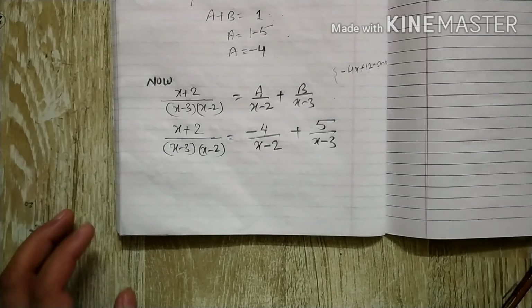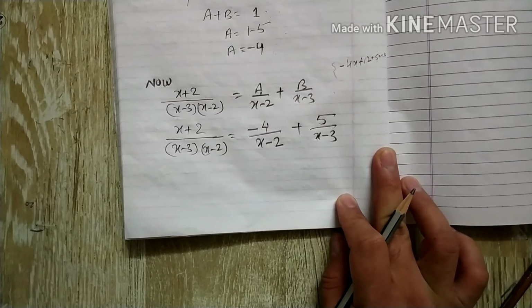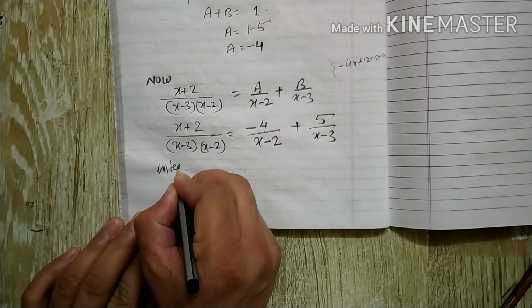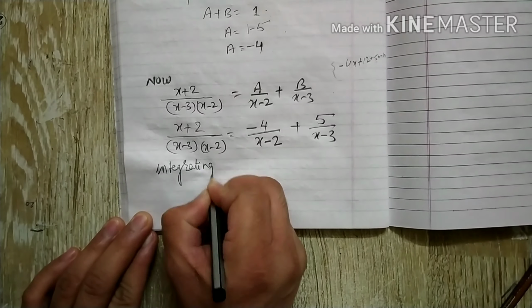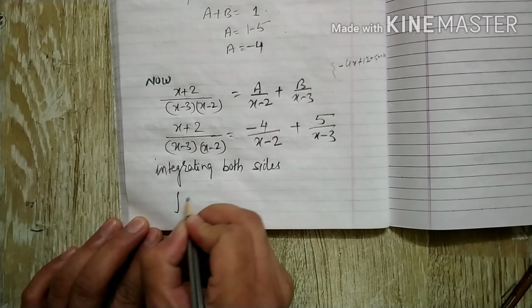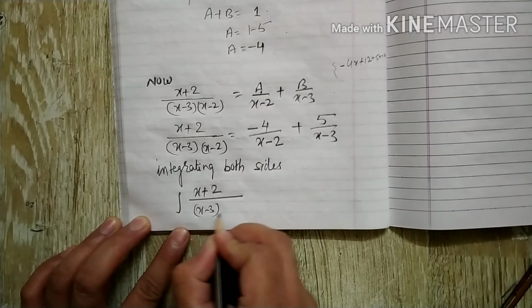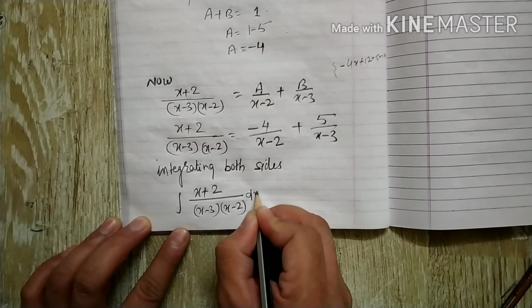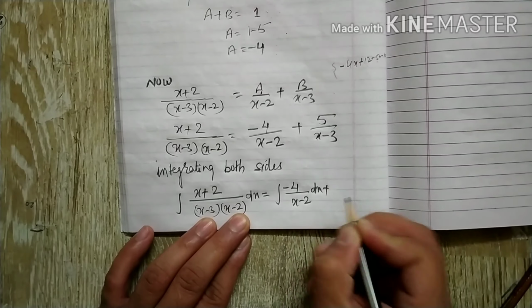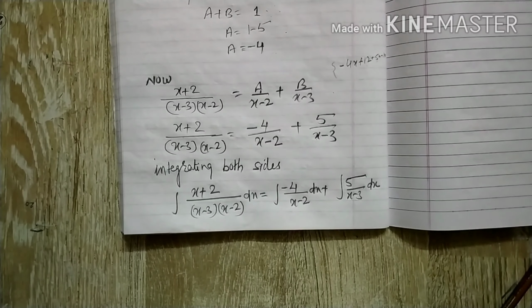Now if you want to integrate this expression, you can integrate it easily. It's very easy to integrate. So integrating both sides, after integrating, what will come? The integration of x plus 2 upon x minus 3, x minus 2 dx is equal to the integration of minus 4 upon x minus 2 dx plus the integration of 5 upon x minus 3 dx. Hope you understood this much.